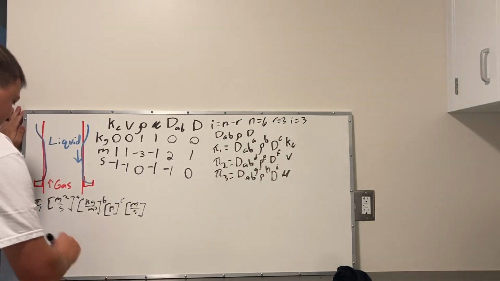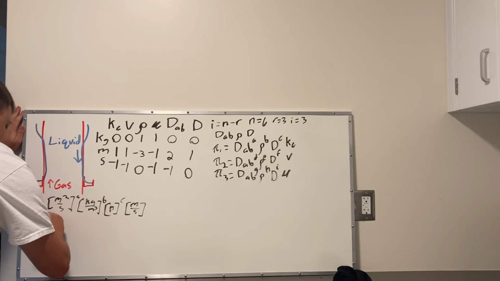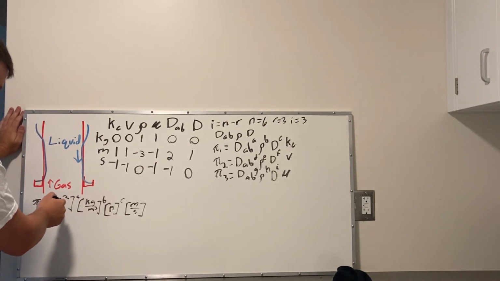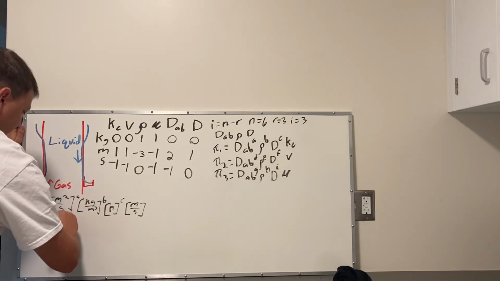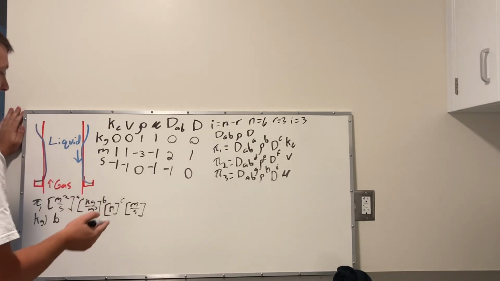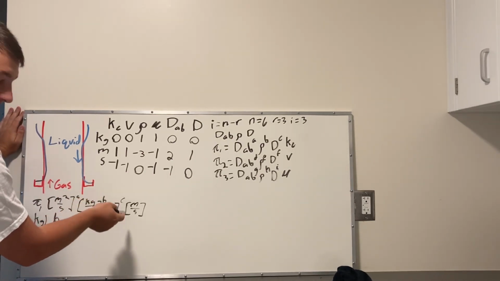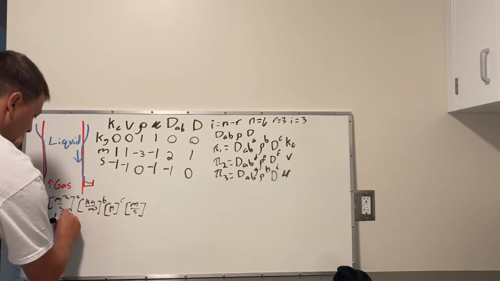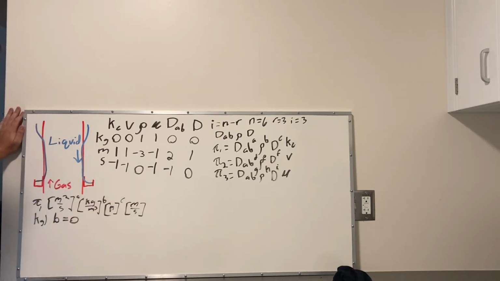So for kilograms, we have 0 for A, 1 for B, 0 for C, and 0 on the non-core group. And this always equals 0. So we know B equals 0.